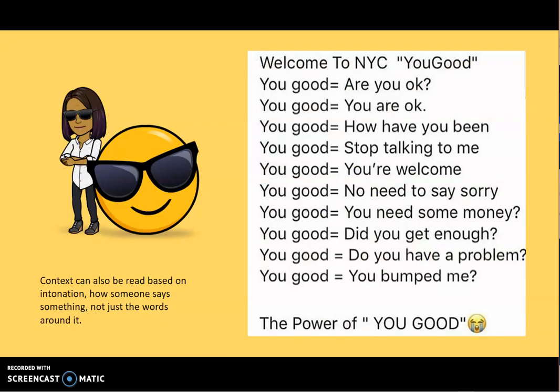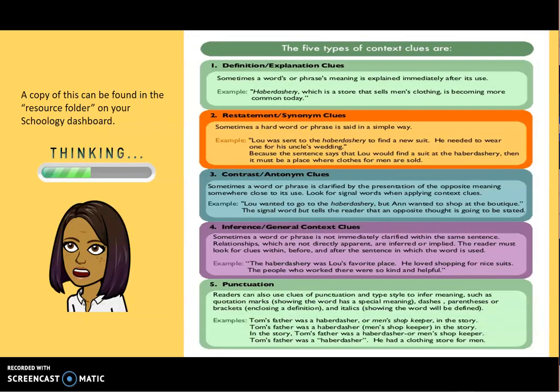So context clues, context can be based on the connotation, the intonation of how it's used. So if someone goes, "Yo, you good?" That means, are you okay? Yo, you're good. You are okay. Yo, you good? How you been? You know what I mean? So there's different ways that you can use intonation, context, how someone is saying it to you, how it's being used in a sentence. So there's different things that you can use to figure out what a word might mean.